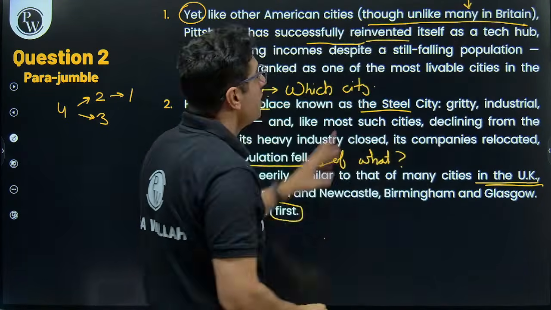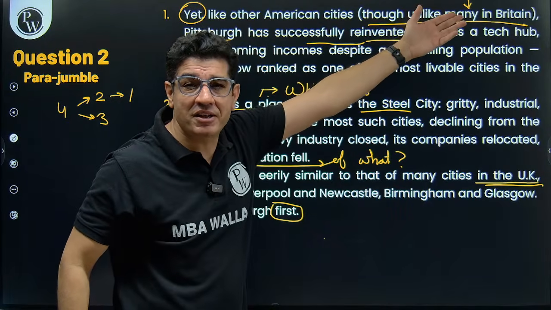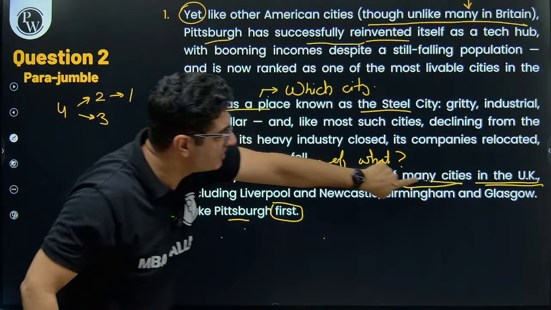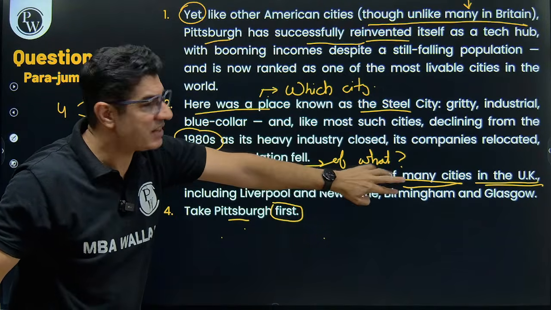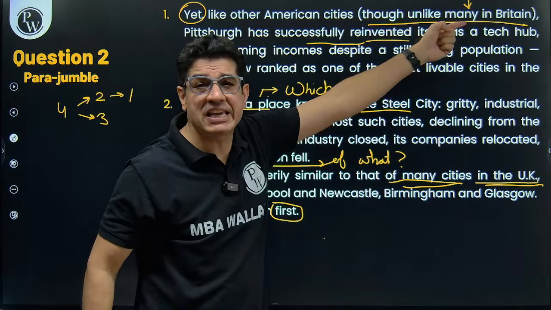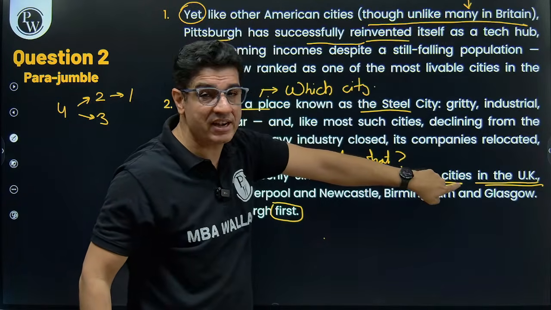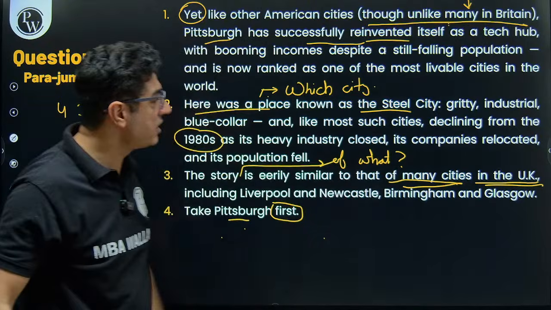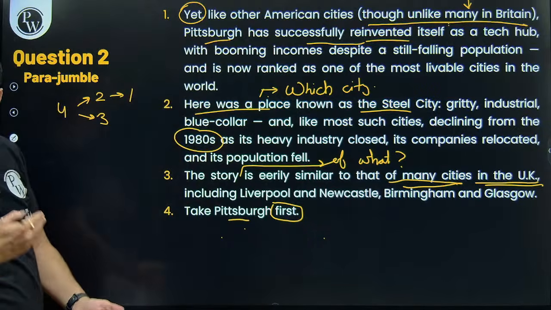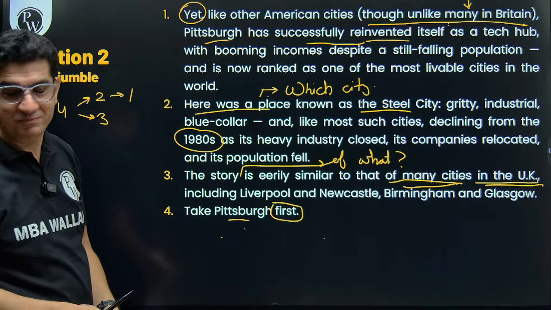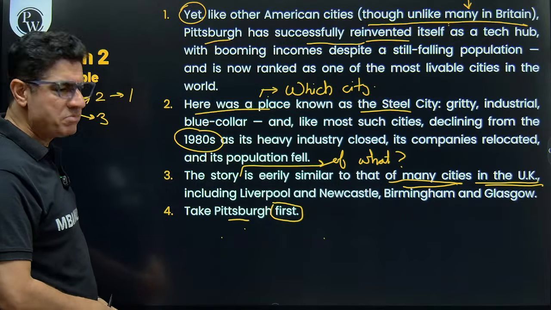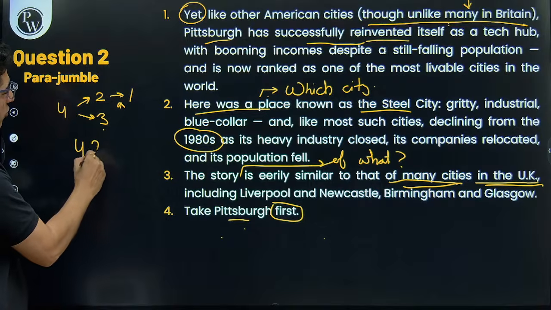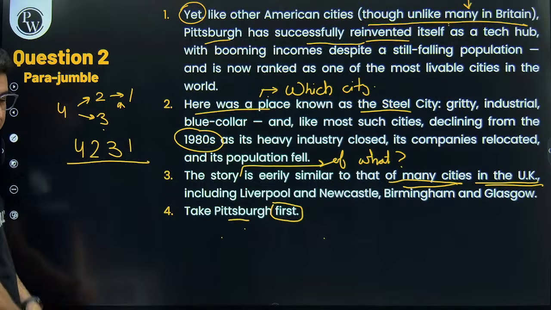So here many is many similar cities in Britain. So where are those many similar cities? Here you go. Many is this many cities. There are times when you skip a noun when you are repeating things. So this many is basically many cities, right? So if you want to write just many, this many cities need to come before, and therefore 3 needs to be before 1. 3 needs to come before 1, and if you put 3 before 1, you get 4, 2, 3, 1. Now tell me.